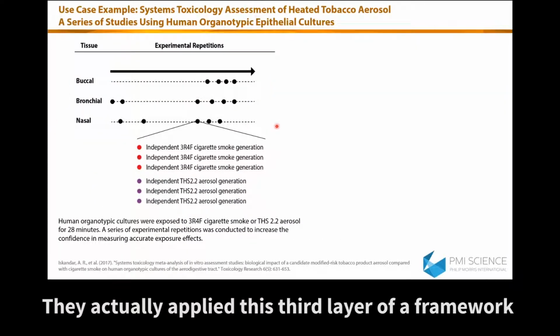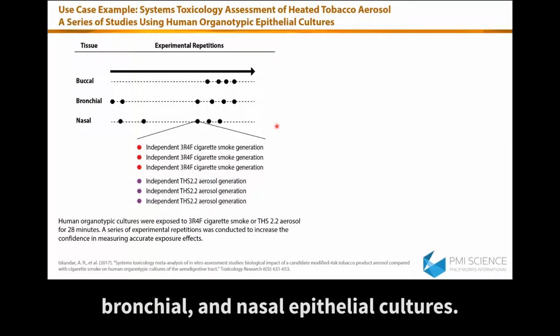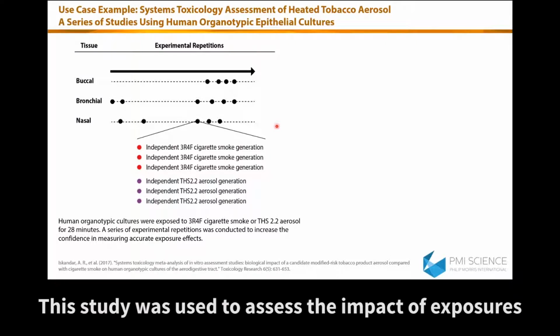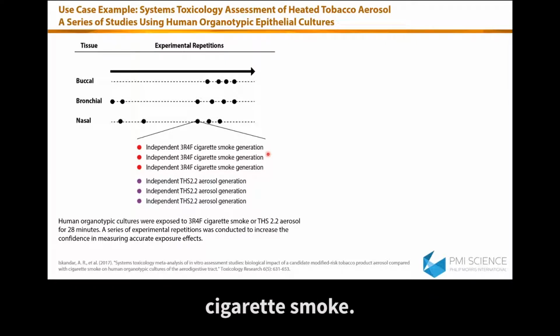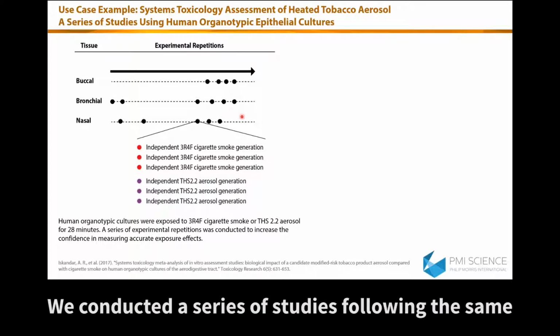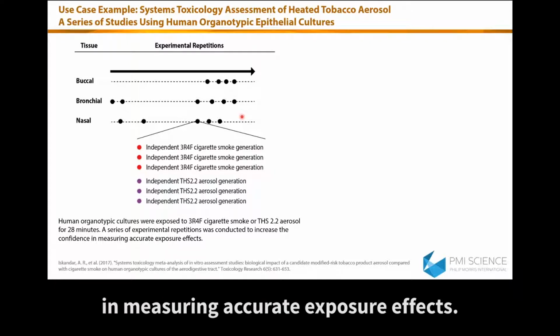We actually applied this third layer of the framework in a series of studies using human organotypic buccal, bronchial, and nasal epithelial cultures. In these studies, we assessed the impact of exposure to heated tobacco aerosol relative to that of 3R4F cigarette smoke. We conducted a series of studies following the same experimental design to really increase our confidence in measuring accurate exposure effects.